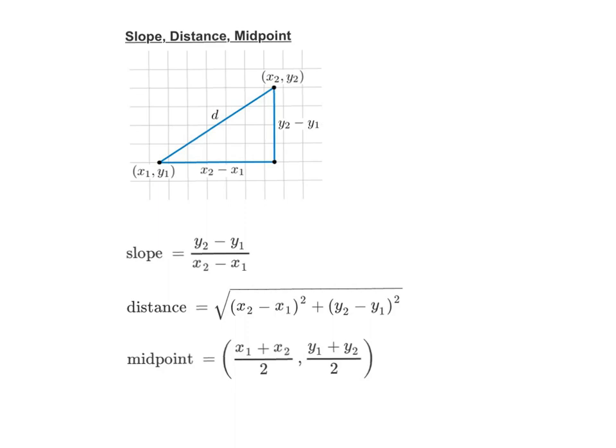And then finally, to get the midpoint, we're going to average our x's. So we're going to do x1 plus x2 over 2, and we're going to average our y's, y1 plus y2 over 2. And those are the coordinates of the midpoint. And that's it.